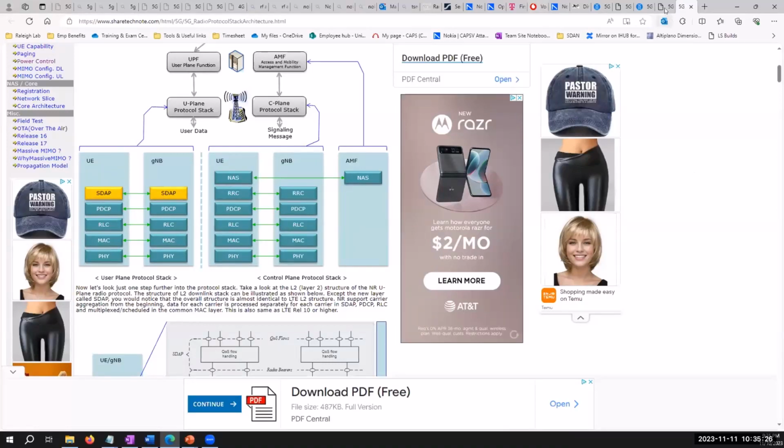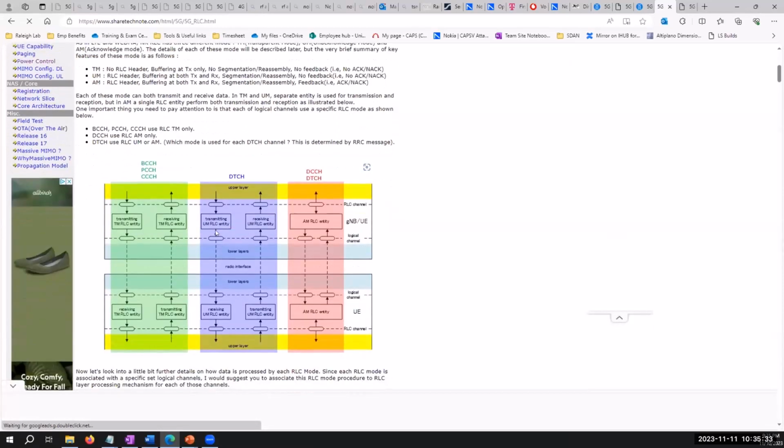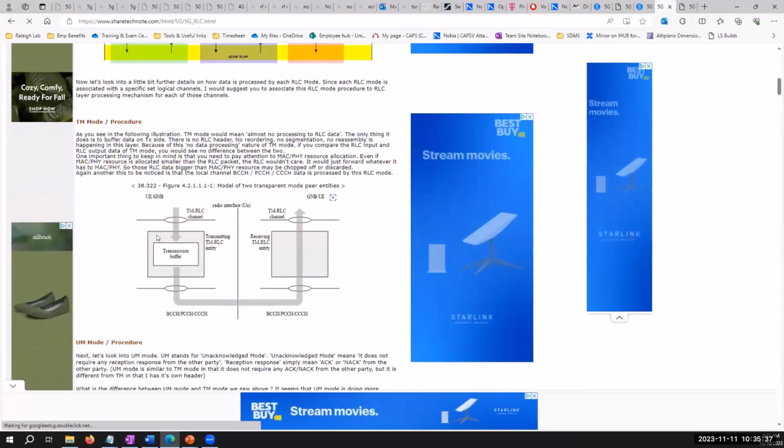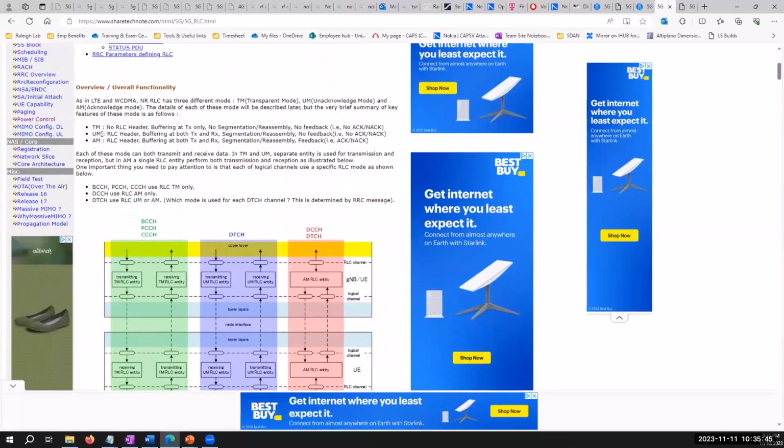So if you would want to learn about RLC, you could use this as a reference here. You see the messages that it handles, the BCCH, PCCH, CCCH. You would know the modes: transparent mode, unacknowledged mode, acknowledged mode. So where it's used, for example, transparent mode when you are calling, the message is passed through without acknowledging, because of course this is real time. That's why sometimes if you're talking to someone, the message is garbled. The message should pass through the network in real time.